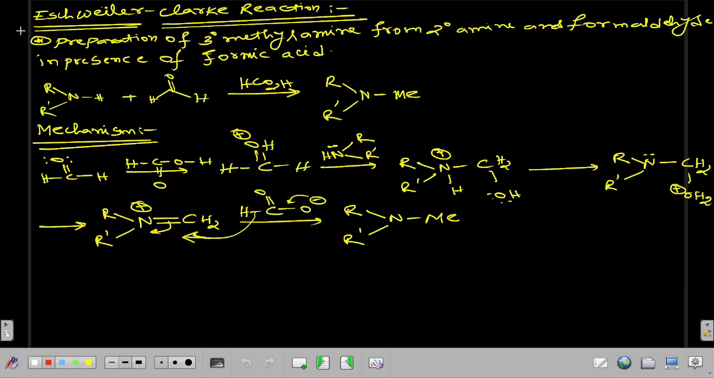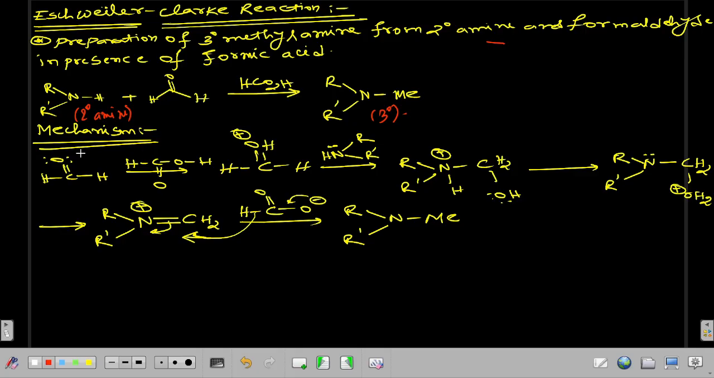Next reaction is the Eschweiler-Clarke reaction. This is a preparation of 3-degree methylamine from 2-degree amine and formaldehyde in the presence of formic acid. This is 2-degree amine and this is formaldehyde, and in the presence of formic acid it will give 3-degree methyl amine. This is 3-degree amine.